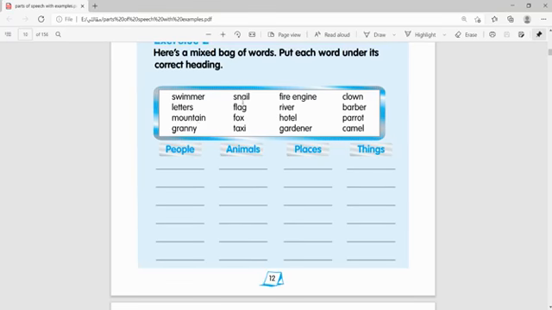Mountains or hotel. All these are things. What are the things here? Fire engine, letters, flag, river. River is in place. You can't write it in things. So likewise, you need to do this. It's a small exercise. Clear?